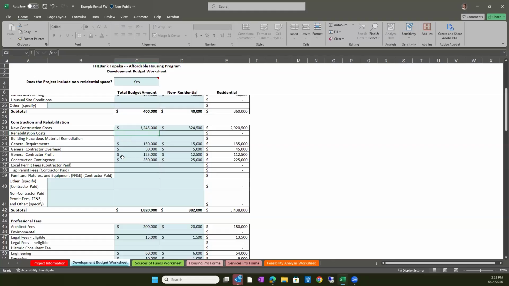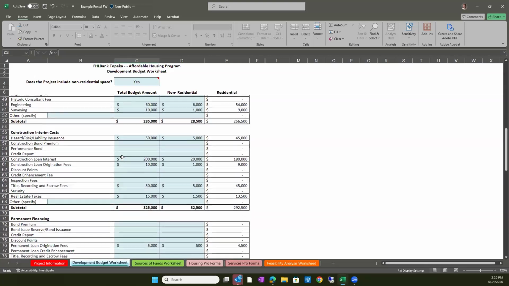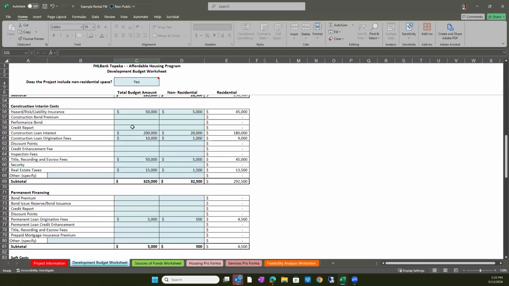All right, moving down. I want to talk about not professional fees, construction interim costs and permanent financing. In this section, again, not going to cover everything, but wanted to point out the origination fees. So construction loan origination fees are in this construction interim cost section. And then we have our permanent loan origination fees down here in permanent financing. Of course, this is as applicable. So if you do not have any of these fees, you do not have to fill those in, of course, if there's nothing to fill in.